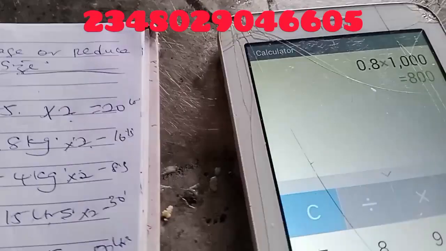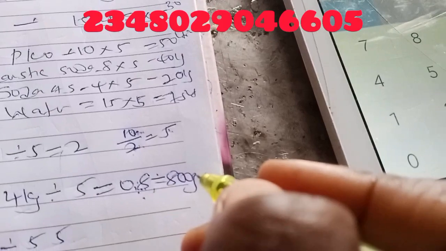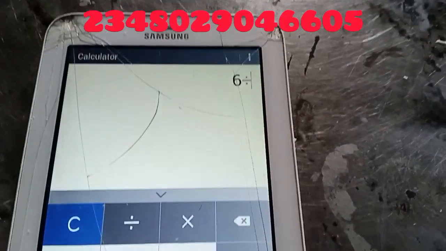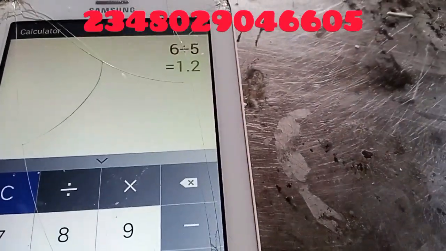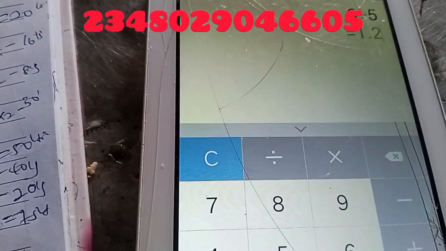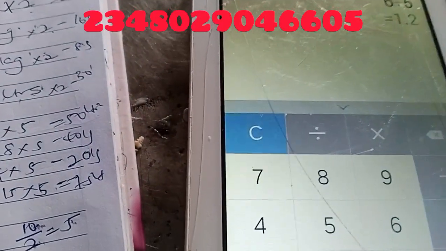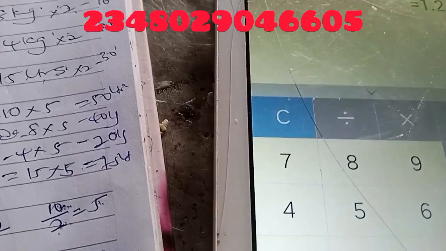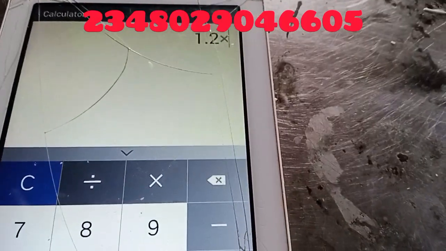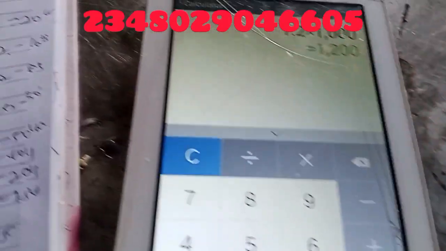Did you see? That means I'm using 800 grams. I will not use up to 1 kg. I'll use 800 grams here. So the same thing with 6. I'll say 6 divided by 5 is giving me 1.2 kg. What do I do? I multiply 1.2 by 1,000 to get how many grams. I want to convert it to grams now. It will give me 1,200.